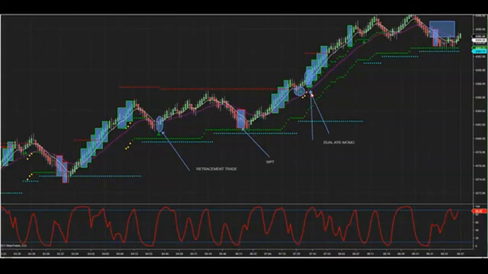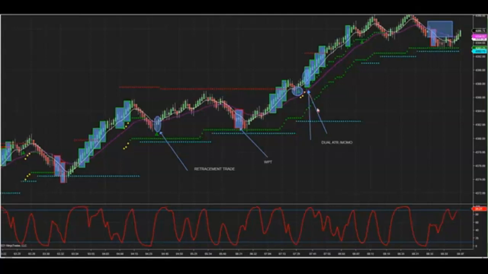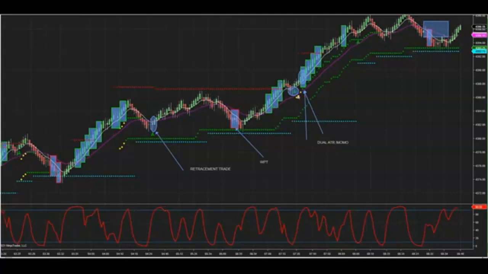And then you got your smaller 11 ATR that says, hey, I got it. Not only do I have a dual ATR resumption of trend, yellow to green, I got a retracement trade. It's actually 3 setups that happened all at the same time. Retracement trade, Momo trade, and then also a dual ATR trade, resumption of trend. So you had every single setup that we looked for this morning already. You had your retracement trade, you had your WPT against the ATR, and then you had your dual ATR momentum. All setups pop right there.